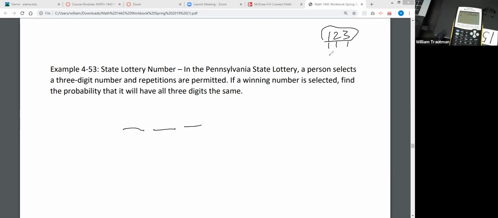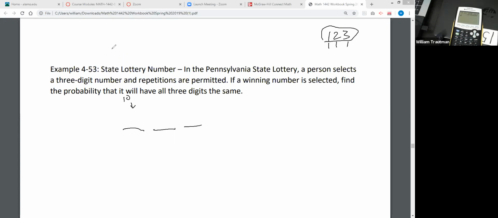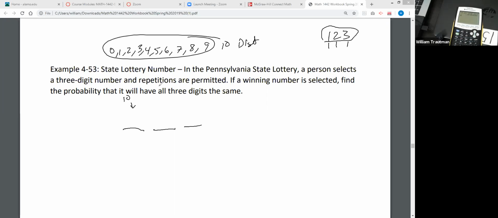By the way, how many digits can go into this first spot? Anybody know? 10. Yes, I just want to make sure everybody understands there are 10 digits: 0, 1, 2, 3, 4, 5, 6, 7, 8, and 9. There are 10 digits. So 10, 10, 10. So on the bottom, when we do probability, we're going to pick 3 from 10 digits.